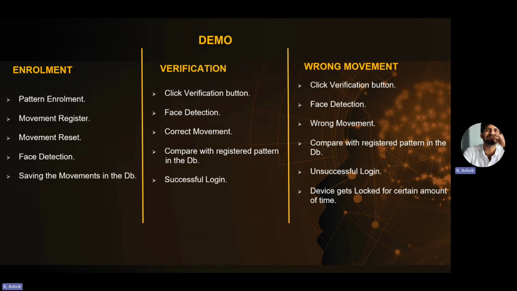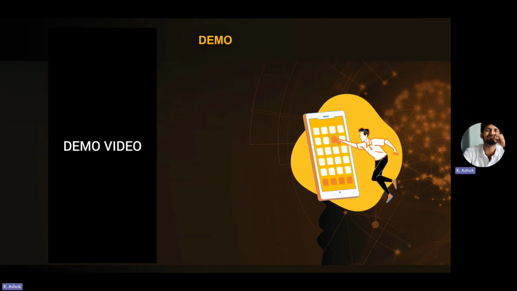What if the user does a wrong movement? If the user clicks the verification button, they go to the face detection. Here they do a wrong movement, not the correct movement. It will compare with the registered pattern in the database, and it will say it is an unsuccessful login, and the device will be locked for a certain amount of time, which can be altered according to the use case. So let us move to our demo.